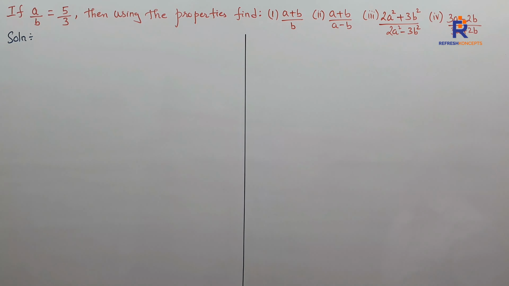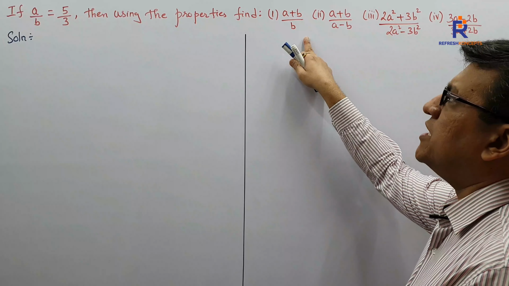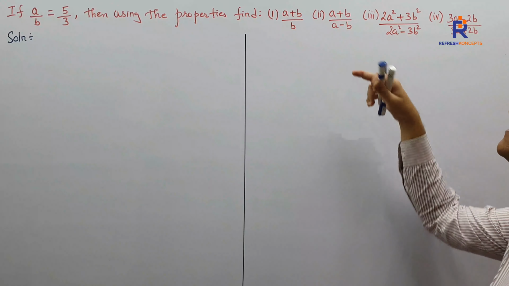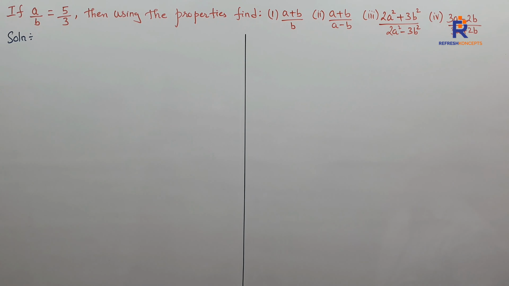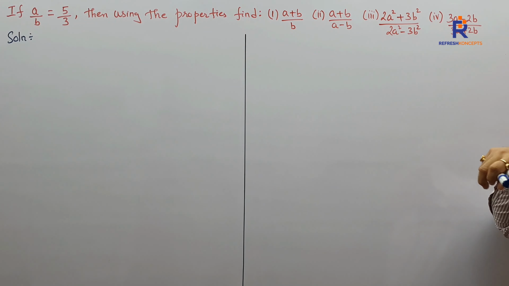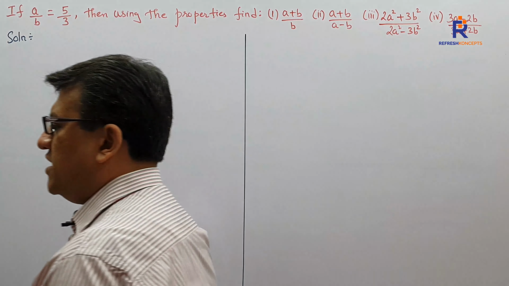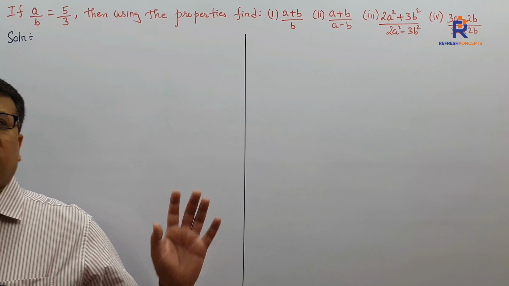A by B is 5 by 3. Then using the properties, that means we are supposed to make use of dendos. Using the properties, find A plus B by B, first question. Second says A plus B upon A minus B. The third one is 2A square plus 3B square upon 2A square minus 3B square. The last one, 3A minus 2B upon 3A plus 2B. Children, we need to solve all the four.